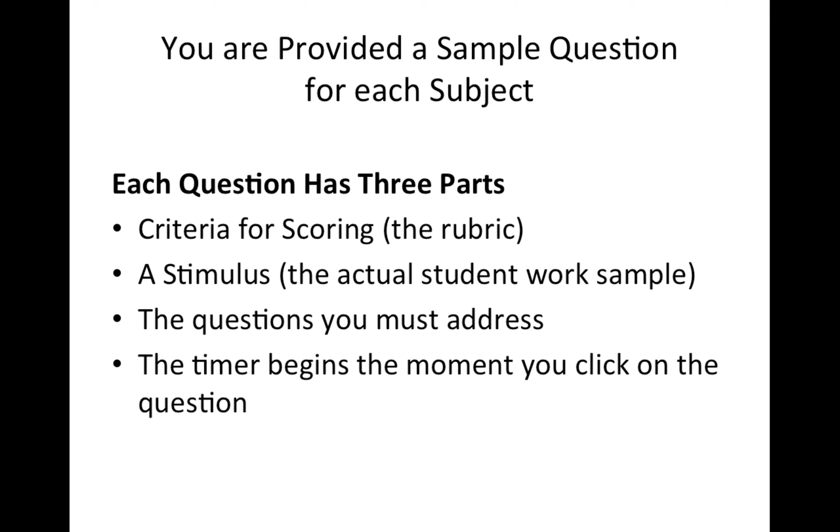Each question has 3 parts, and now you should be in your Component 1 instructions and flip through to the 3 sample constructed response questions that you have. You have a criteria for scoring, which is the rubric, a stimulus, which is the actual student work sample, or for content specific people, such as English, the ELA people, you may actually have a poem to read or a section of a novel to read. But then you will be given the questions to address, and the timer begins the moment you click the question.